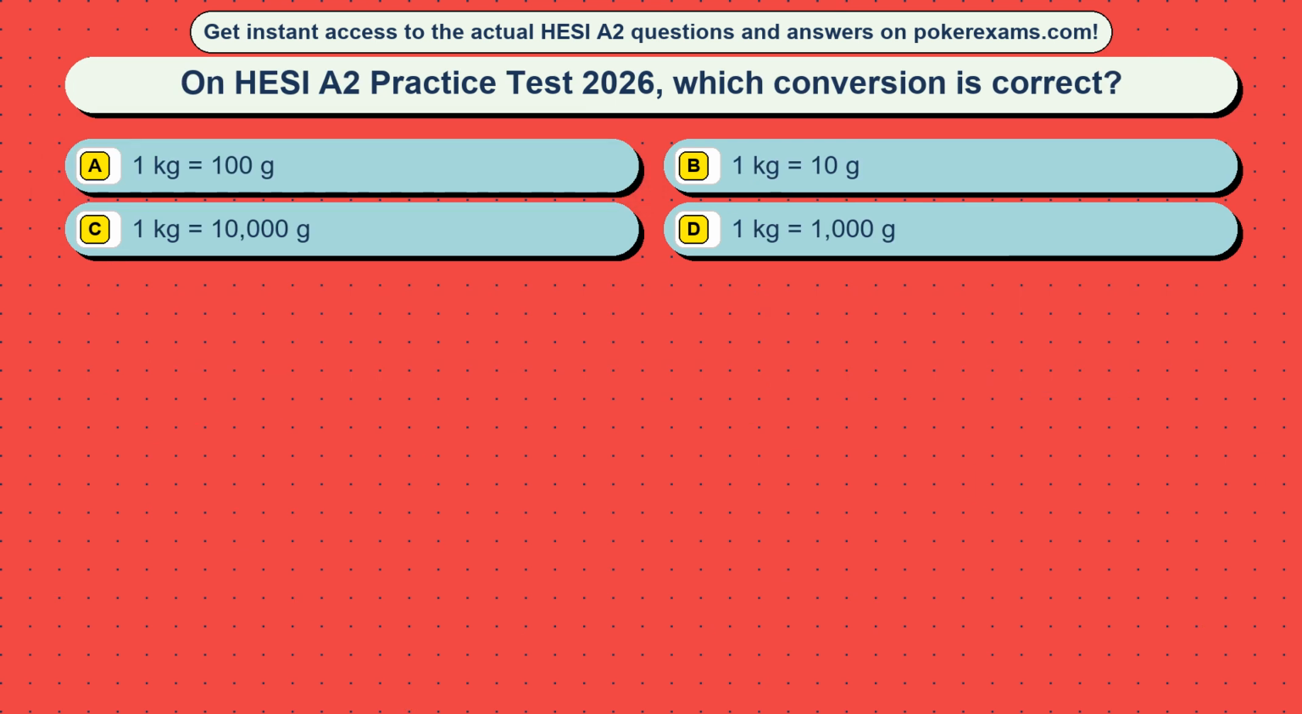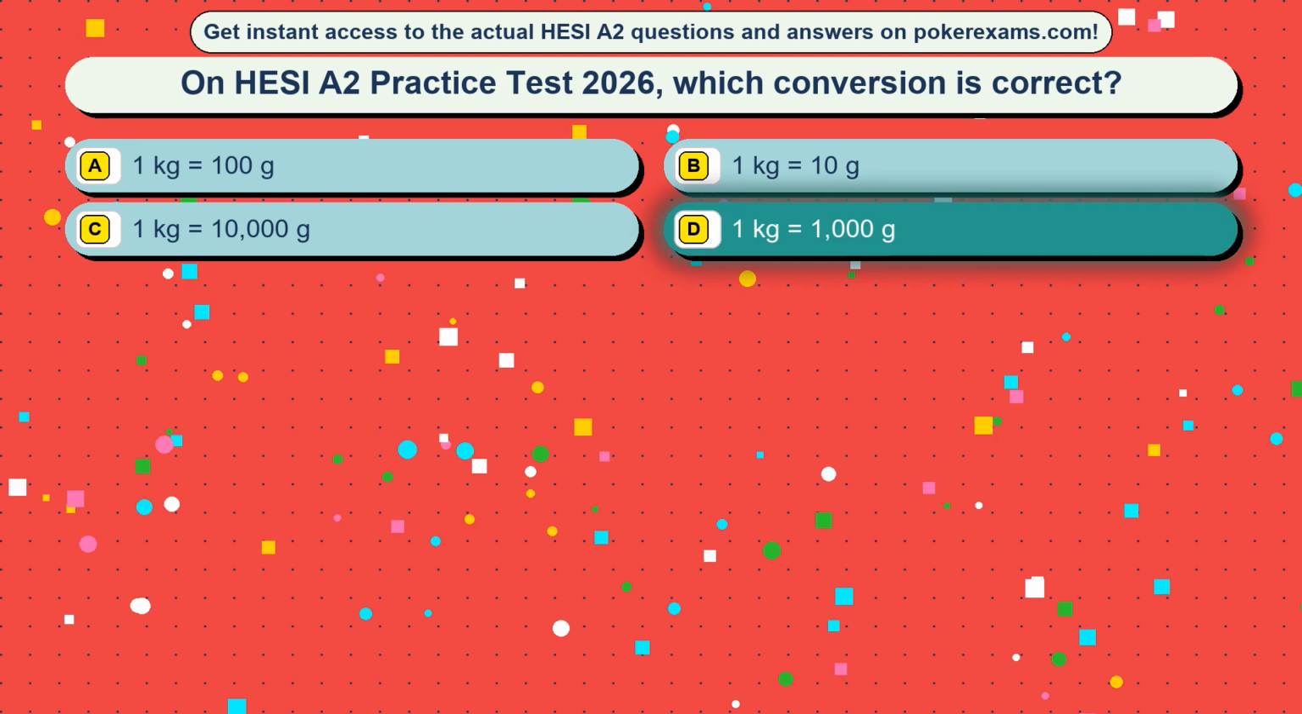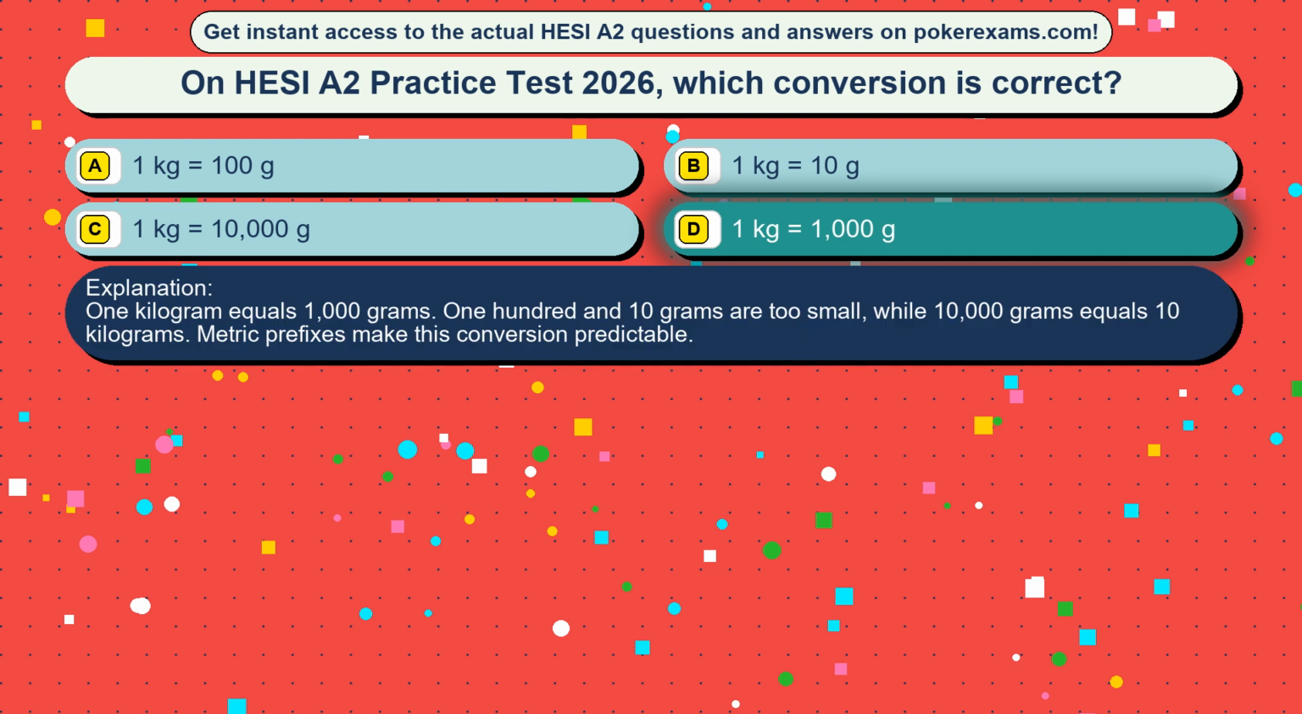Question 34. HESI A2 Practice Test 2026, which conversion is correct? Option A 1 kg equals 100 g, option B 1 kg equals 10 g, option C 1 kg equals 10,000 g, option D 1 kg equals 1000 g. The correct answer is option D, 1 kg equals 1000 g. 1 kg equals 1000 grams. 100 grams is too small, while 10,000 grams equals 10 kilograms. Metric prefixes make this conversion predictable.